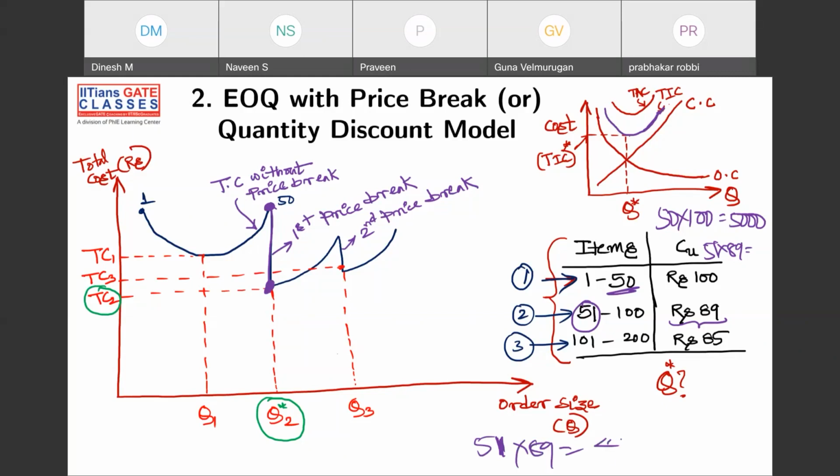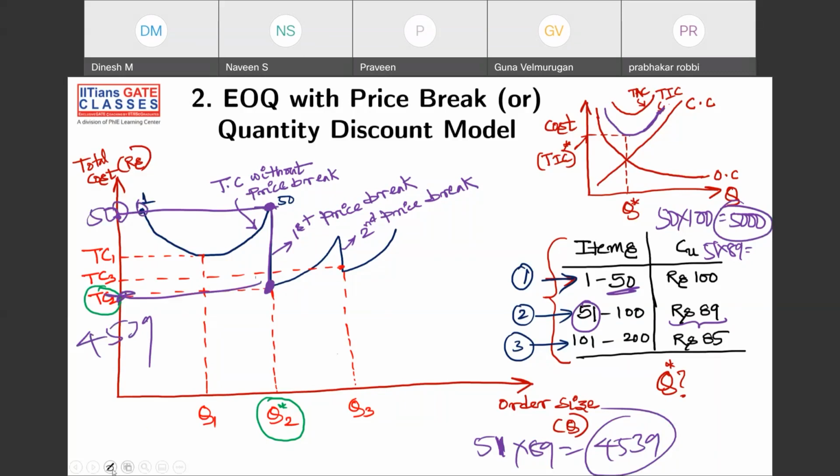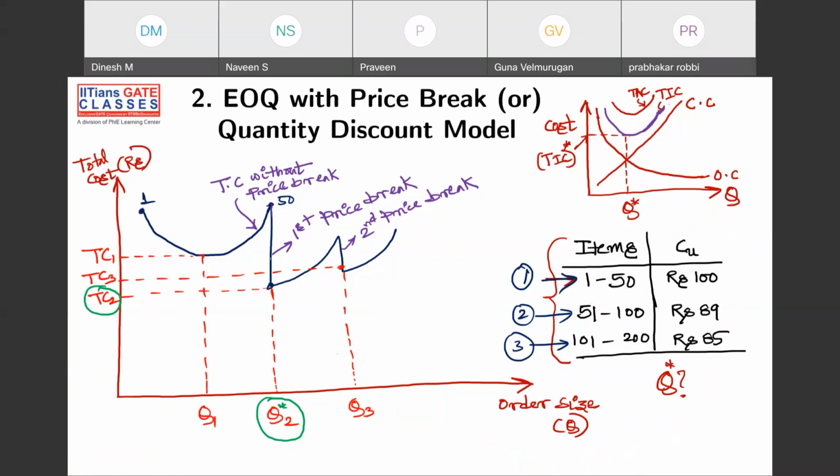See, has it reduced or not? This is 5,000, and this is 4539. So 500 has reduced. That's the reason why it has dropped. And 52 into 89, 53 into 89, 54 into 89, until 100 into 89, you're getting. What is 100 into 89? Some 8,900 you'll get.